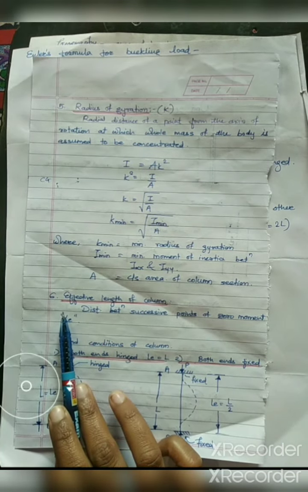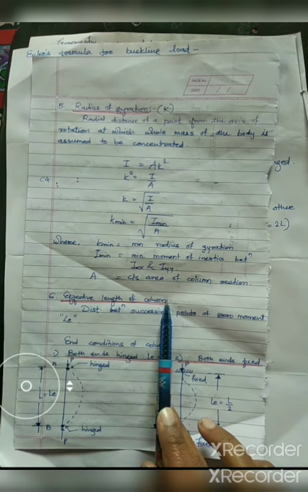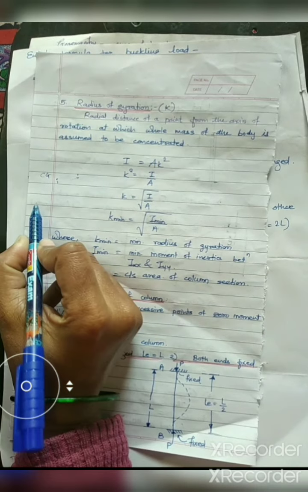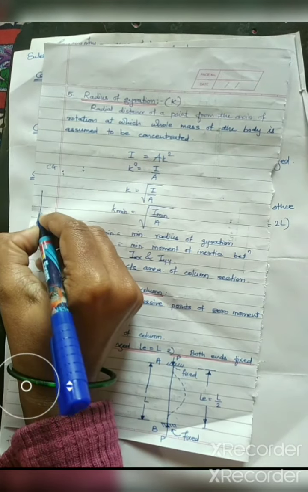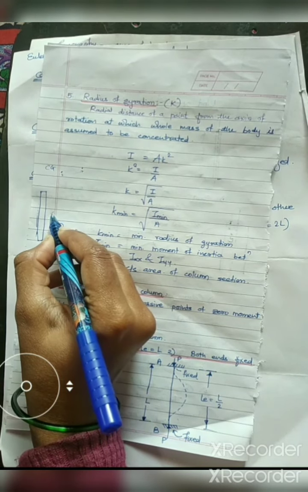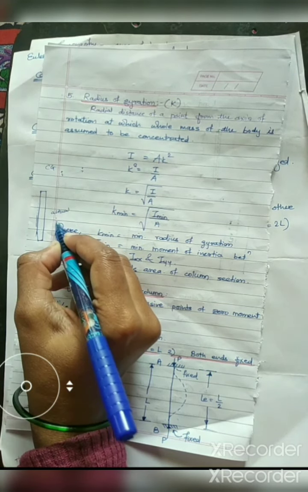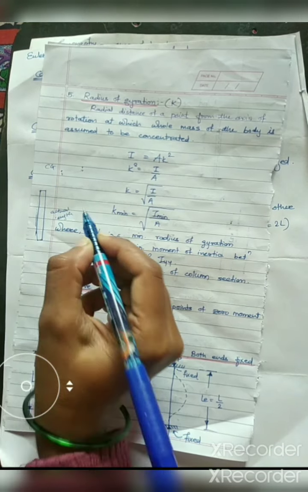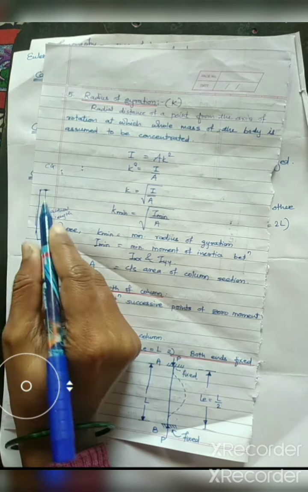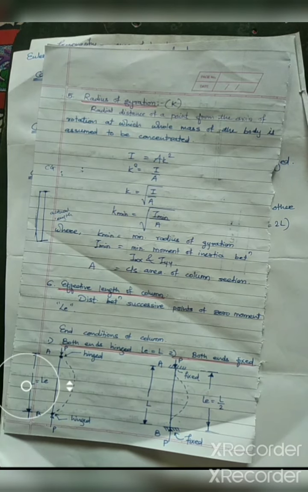The next term is the effective length of the column. What is meant by effective length of a column? There are two terms regarding the length: actual length and effective length. Actual length is the length measured from the top to the bottom of the column. But while designing any column, you have to take the effective length, not the actual length.